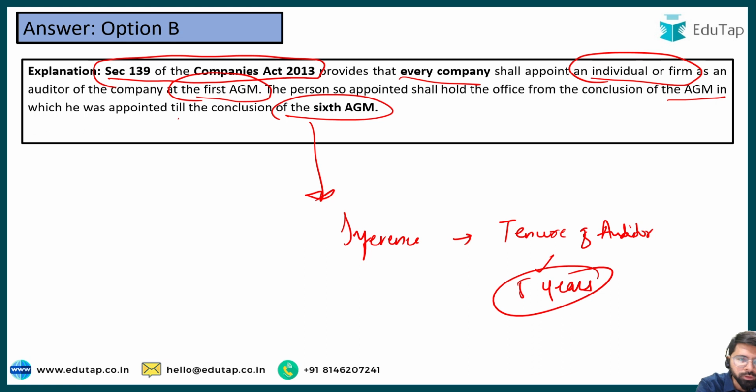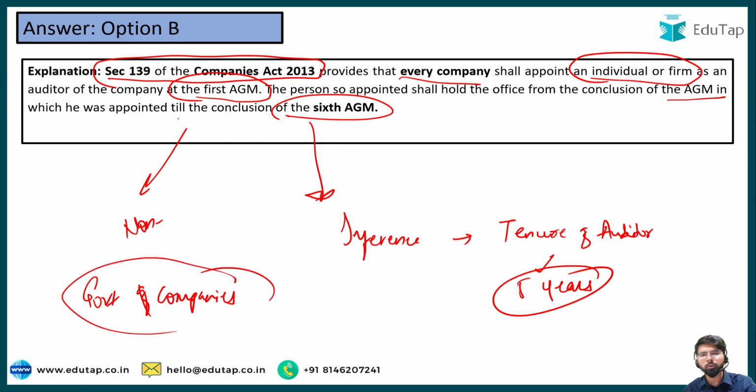And this is in case of non-government companies or the private companies. And the appointment of auditor is different in government companies. So let us not get into that. We will only stick to the discussion that has been provided by the question, because again this would lead to a lot of confusion.